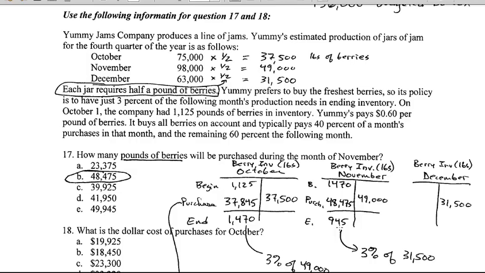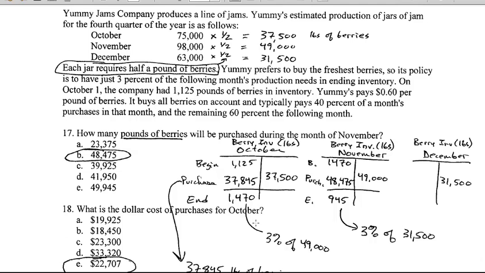Beginning inventory is equal to prior period's ending. So in October, we want to have 3% of 49,000 or 1,470 pounds. So 49,000 plus 945 minus 1,470 gives you the pounds of berries of 48,475 pounds. That's how much we need to purchase.